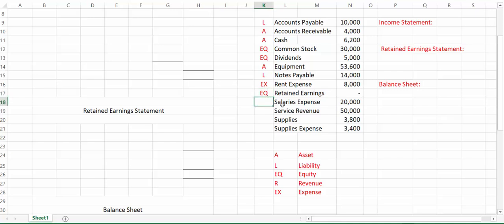All right, next up is salaries expense. Again, that's an expense. Service revenue is revenue. Supplies, and we have supplies expense.